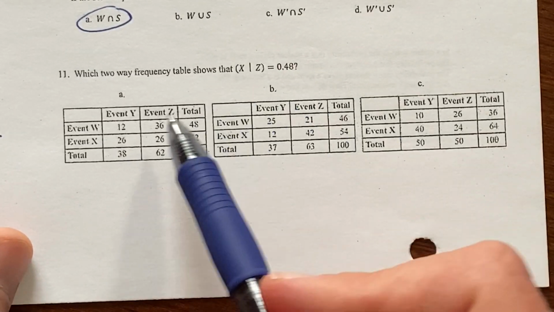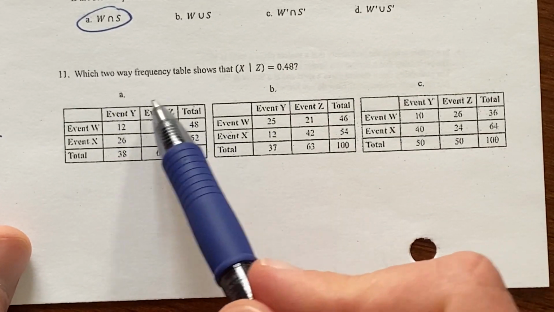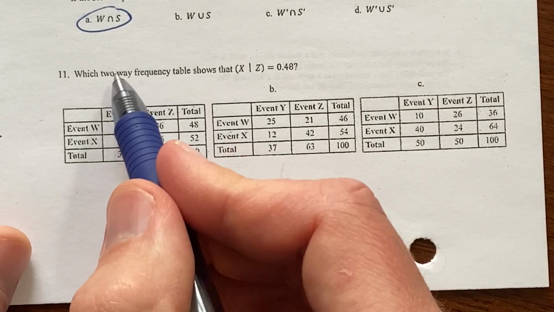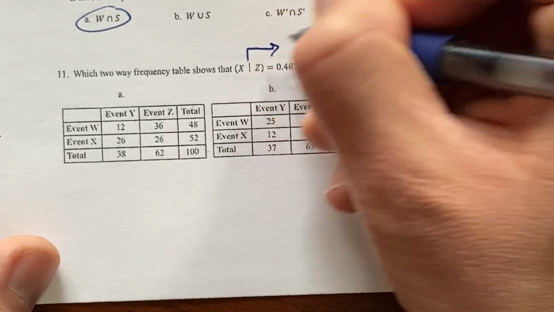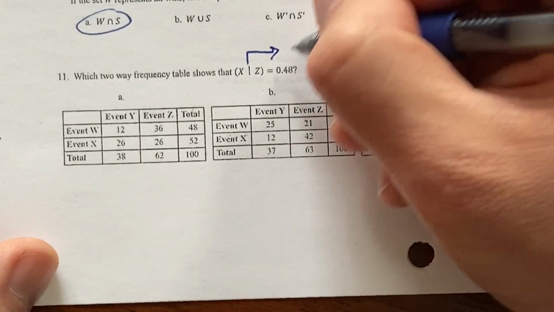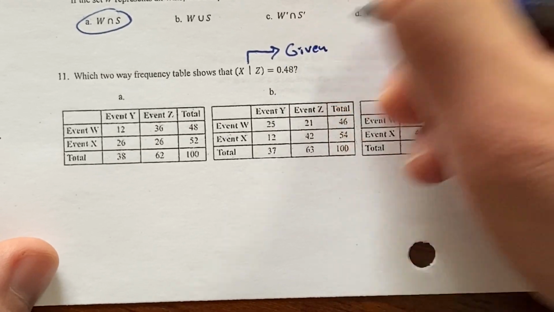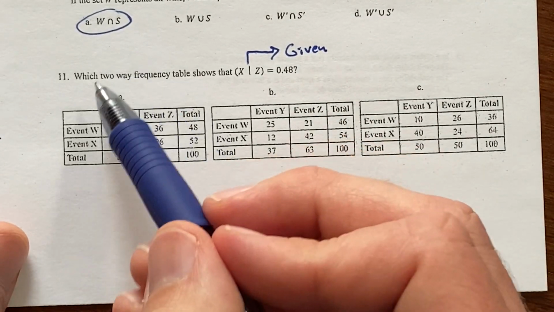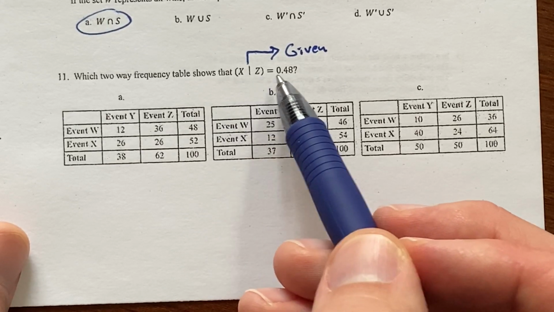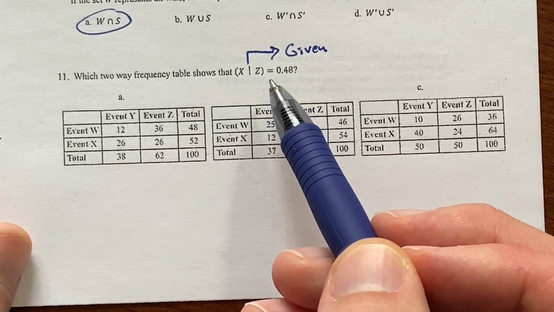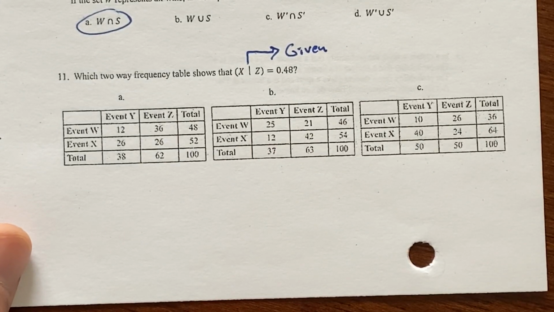Number 11. Which two-way frequency table, there should be a hyphen right there, shows that X, what does this line mean right here? Gold star if you got it right. This means given. Okay. So which two-way frequency table shows that X given Z is equal to 0.48? Well, we did all those given problems yesterday or the day before. And when we see the word given, we circle that column or we circle that row.